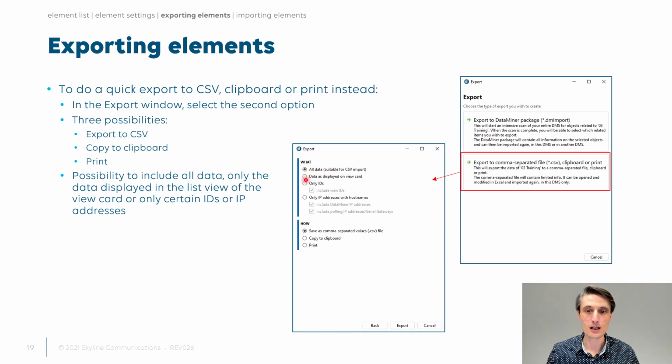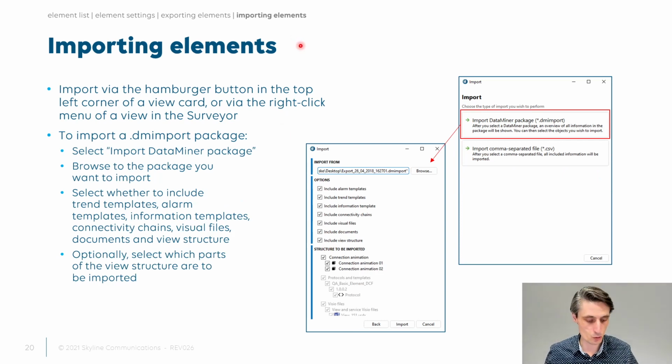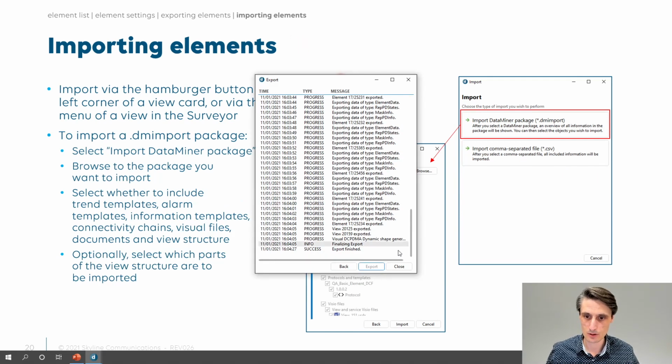But you can also export the data as it being visualized on your view card, if you want to copy that to your clipboard, for instance. You can also export only the element IDs or only the IP addresses. Anyhow, I'm just interested in all the data and export it to a CSV. That's the default. You can also go for copy to clipboard and print. So let's do that before I continue. Okay, this one export finished.